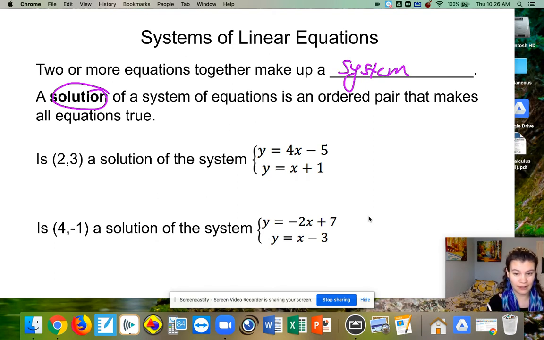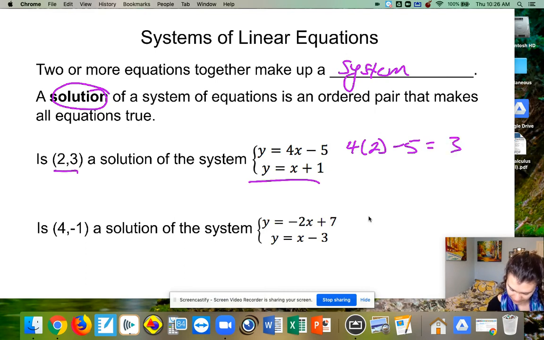So it satisfies everything. So if we check here, we want to know if 2, 3 is a solution to this system. So start by plugging in 2. So we want 4 times 2 minus 5. And we'll end up getting 3 for that. And then plug in 2 plus 1, we'll get 3. Here, we're getting the same thing. So this is a solution.